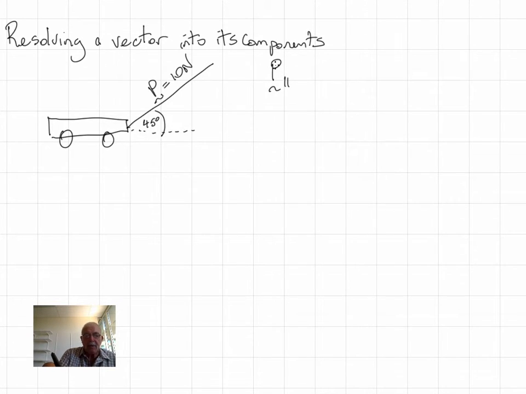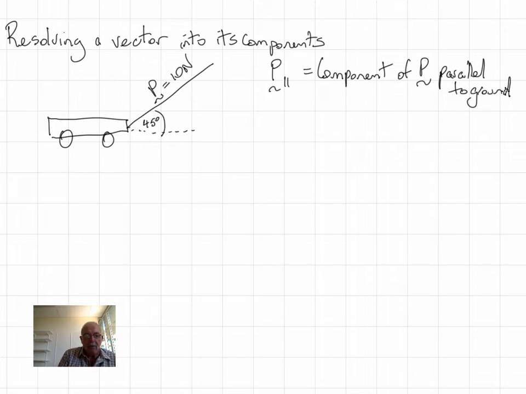So if we write vector P with a little parallel symbol, that is the component of P, in other words the part of P that is parallel to the ground. Now where on the diagram would we put that? So we want the part of this force that is parallel to the ground. It would simply be straight out to there. So that's P parallel.